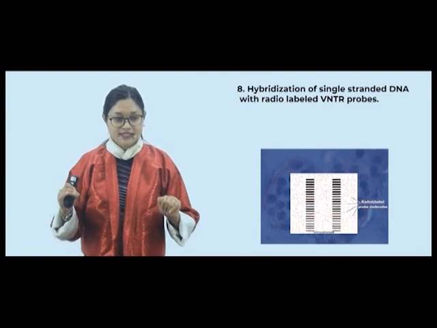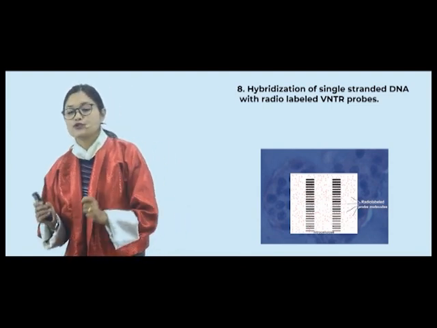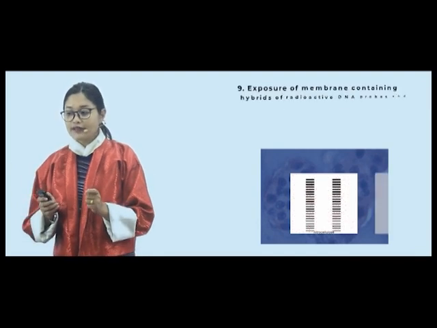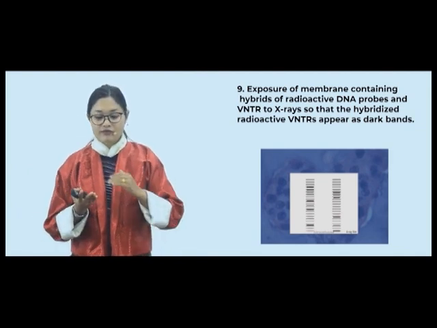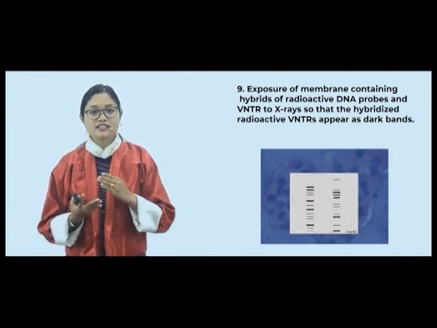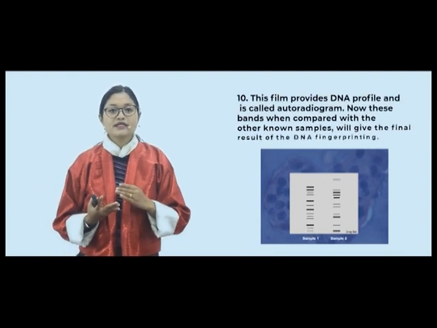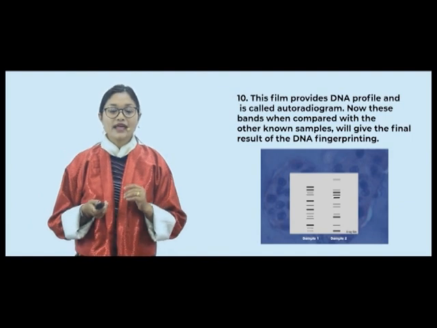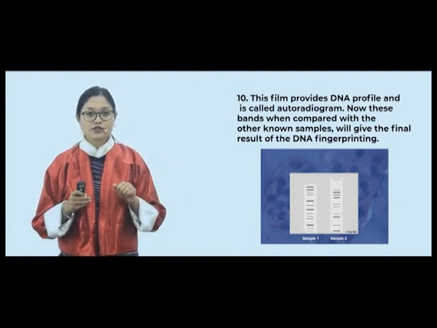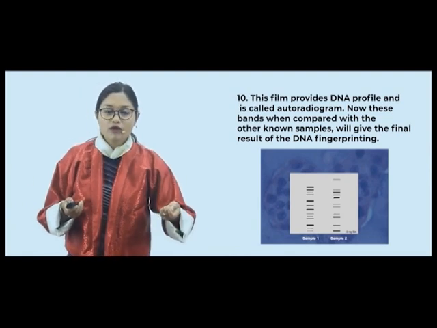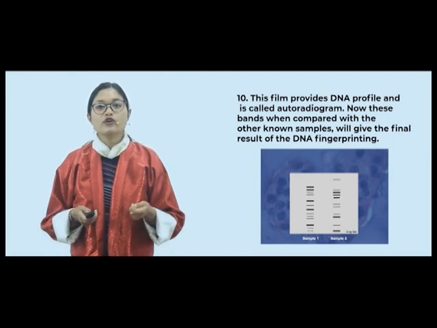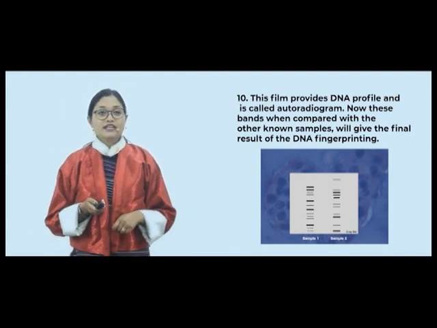Now the hybridized DNA has to be exposed to X-rays. If you let them go through X-rays, then there will be dark bands of variable length observed. These dark bands are actually the DNA fingerprinting. Comparing those dark bands to others already conducted, we'll see how you are unique from others or how that sample matches with yours. These are the different processes of DNA fingerprinting. I hope you all have understood.